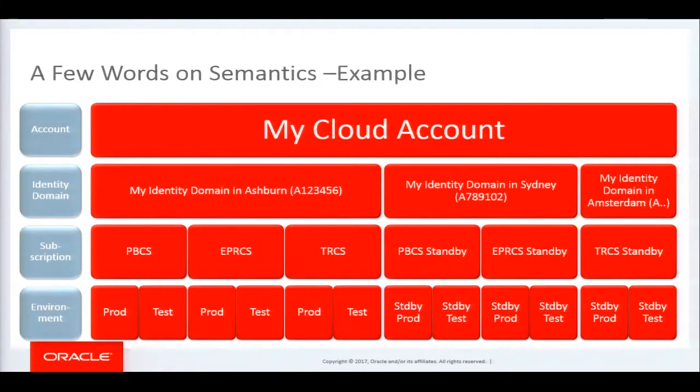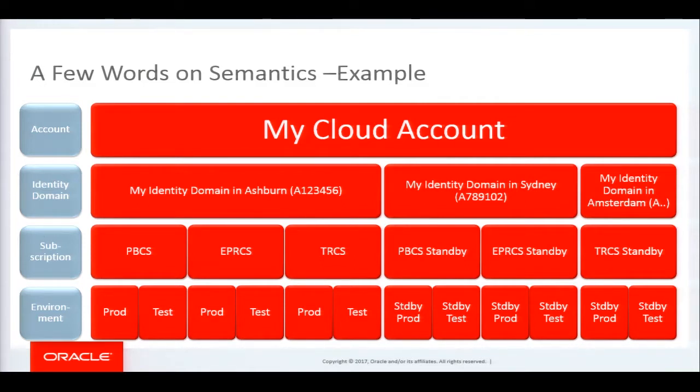Okay, so what that looks like now, structured and all laid out, for anybody that's purchasing multiple services from their single account, multiple subscriptions, is within that account, they can have 1 or more identity domains. Identity domains cannot change logical data centers. So I have an identity domain here in Ashburn, Virginia, Sydney, Australia, and Amsterdam.